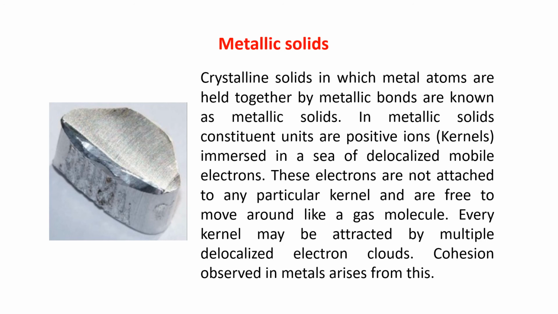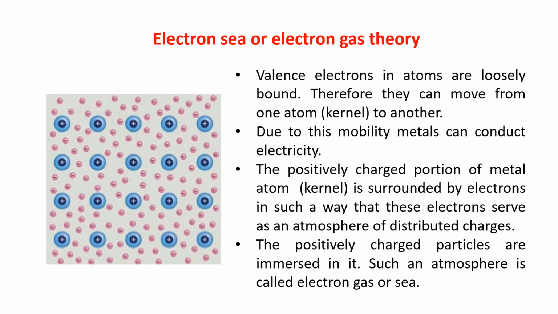The positive ion kernels are immersed in a sea of delocalized mobile electrons. These electrons are not attached to a particular kernel and are free to move around like gas molecules. Every kernel may be attracted by multiple delocalized electron clouds. In the next slide, I will tell you about the electron sea or electron gas theory.